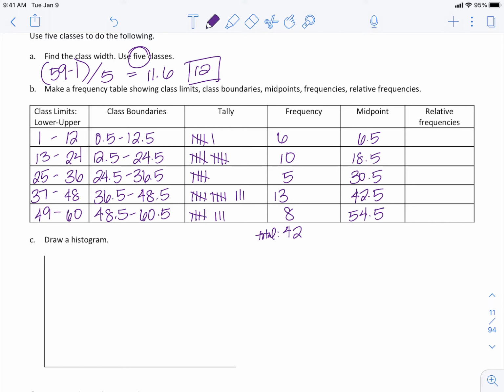Relative frequencies: let's list our frequencies, 6, 10, 5, 13, and 8. We're going to divide each of these by the total, 42. So your relative frequencies going down are 0.143, 0.238, 0.119, 0.310, and 0.190, which, if you notice, gives us a total of 1.